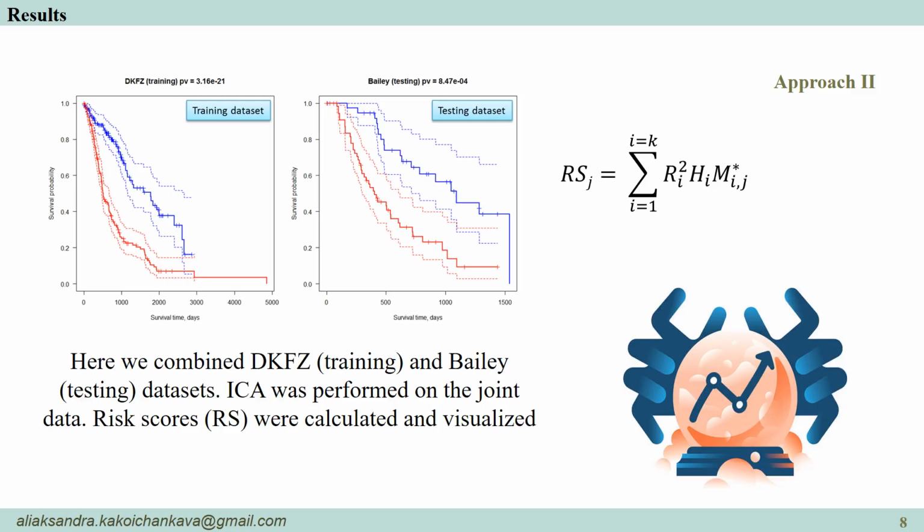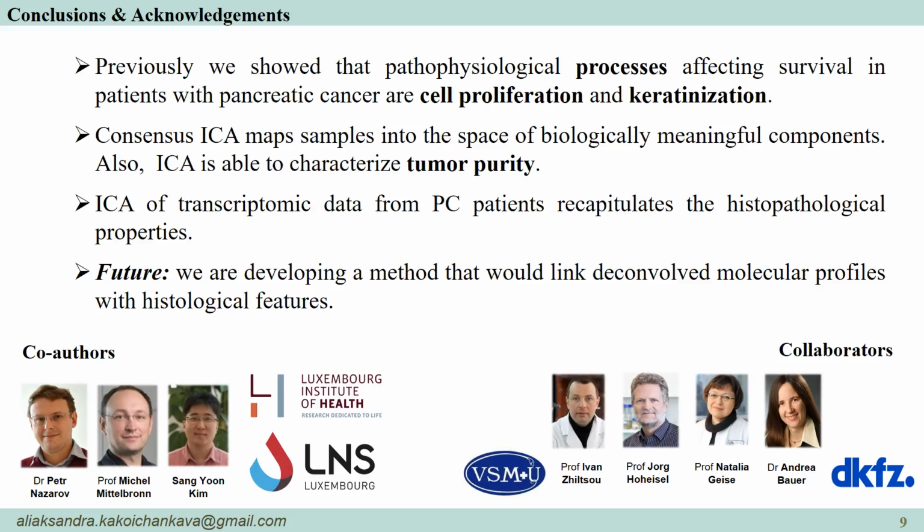Now, for the second approach, we combined two datasets. We used the DKFZ data as the training dataset and the data from Peter Bailey's paper as the testing one. The log hazard ratio from a Cox regression for the components was calculated from the training set and combined with the component weight M and component stability R-square. You can see the predictors of training data. We used 5-fold cross-validation on the independent testing cohort.